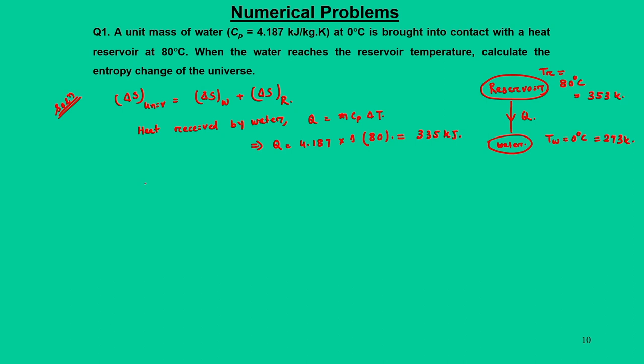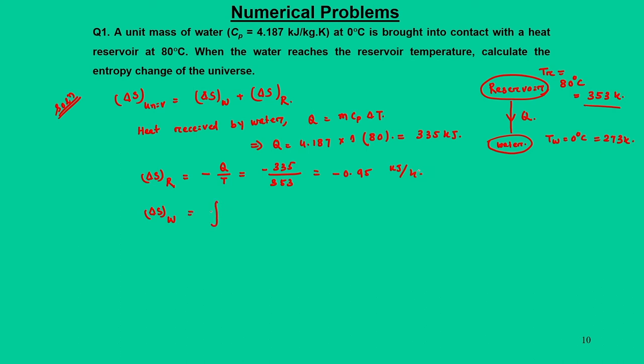Now, let us calculate what is delta S for the reservoir, because the reservoir is at uniform temperature. So, it is losing heat. So, it is Q by T, that is minus 335 divided by temperature, which is 353. So, this number is minus 0.95 kilojoule per Kelvin.